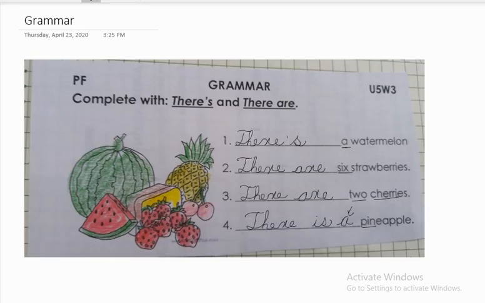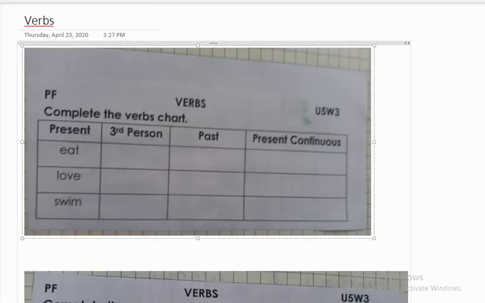Okay, so let's repeat this sentence. This sentence says once. Okay, there's a watermelon. There are 6 strawberries. There are 2 cherries. There is a pineapple. Okay, that's great. Now let's practice with the verbs, okay?